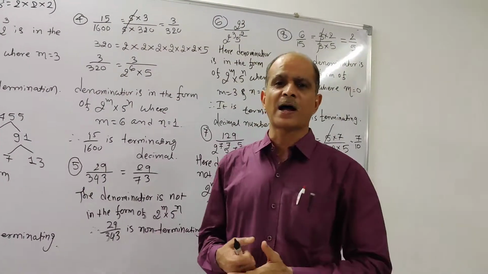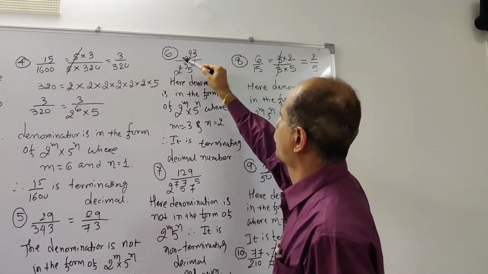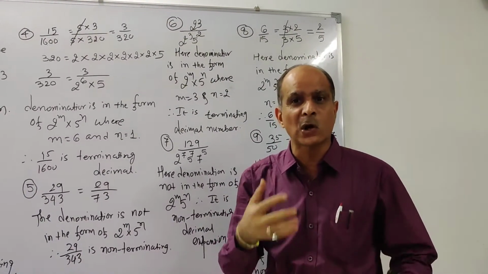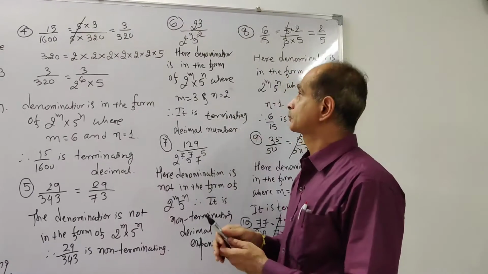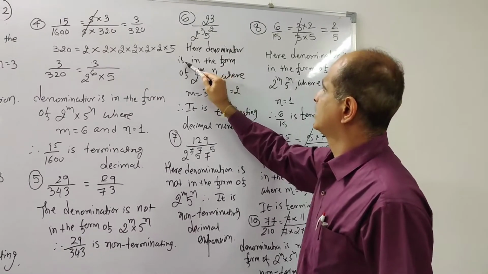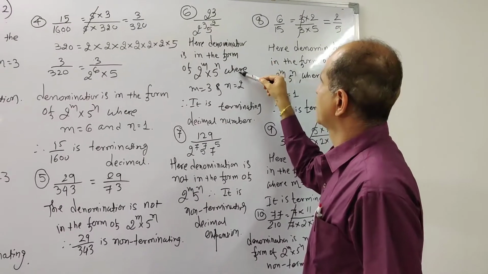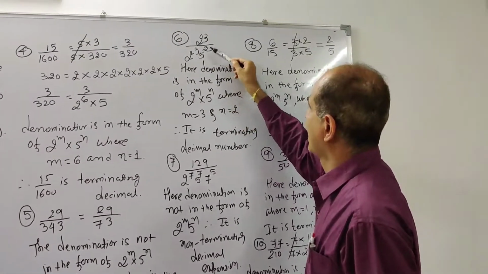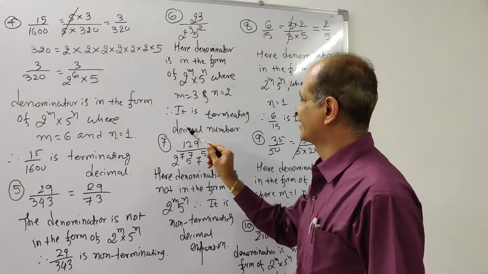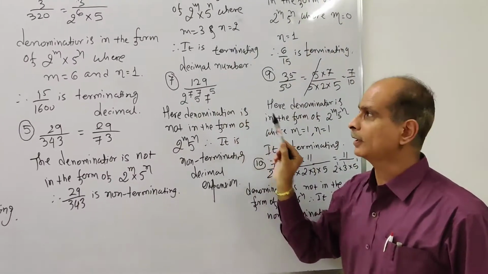Well, let me start example number 6. The sixth one is 23 upon 2 raised to 3 and 5 raised to 2. You know the denominator is already in expanded form. So by observing the denominator, here it is in the form of 2 raised to m and 5 raised to n, where m is equal to 3 and n is equal to 2, and that's why we can say it is a terminating decimal expansion.